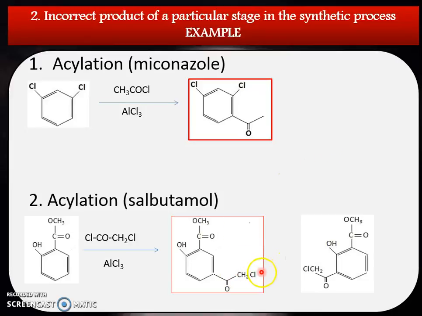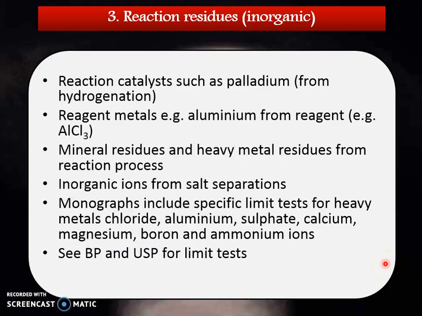This is the second example. This is our desired product. We can also have a byproduct or a second product, and this is considered as an impurity. Third is reaction residue. The reaction residues, for example, the catalyst, the reagent metals, any mineral or heavy metal residues from reaction processes, and also inorganic ions from salt separations.